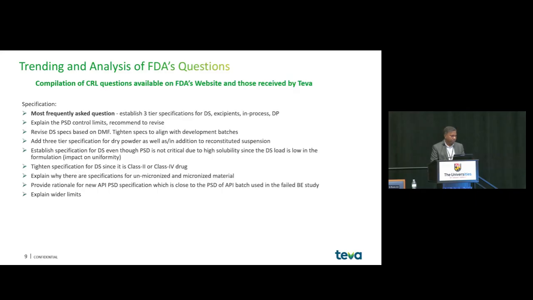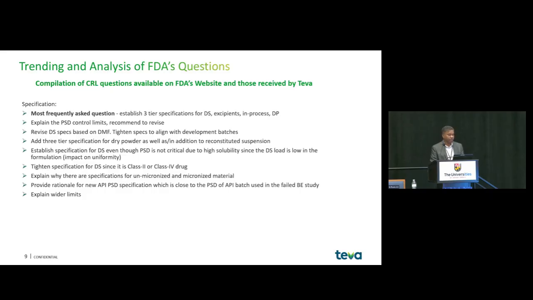Diving deeper into the specifications, the most frequently asked question was to establish a 3-tier specification for drug substance, excipients, especially intermediates, where, for example, pellet technology is used, and for the drug product. Also, there are questions on PSD control limits. There is always a recommendation to revise based on the data presented. Again, revise the drug substance PSD based on the DMF.